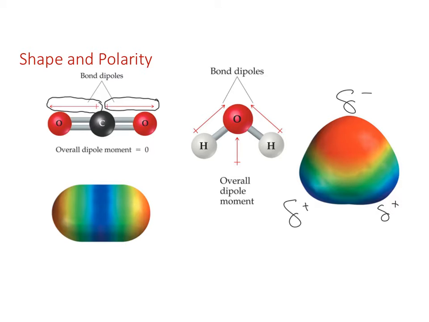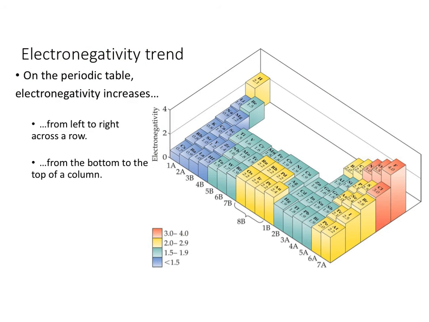So really quickly, we should review our trends in electronegativity. And so in general, electronegativity increases from the lower left-hand corner to the upper right-hand corner in the periodic table, where fluorine is the most electronegative element. And so to determine if we have a polar bond or a non-polar bond, basically we're looking for something that has a difference in electronegativity to give us a polar bond.